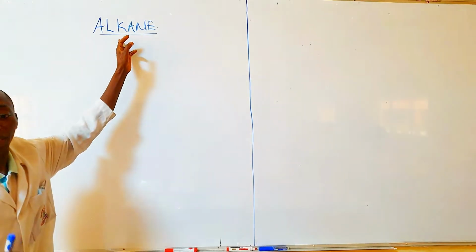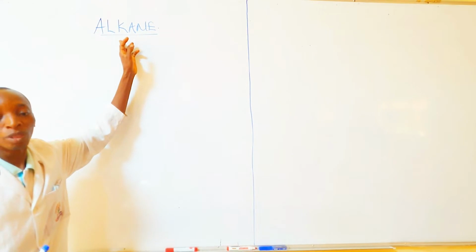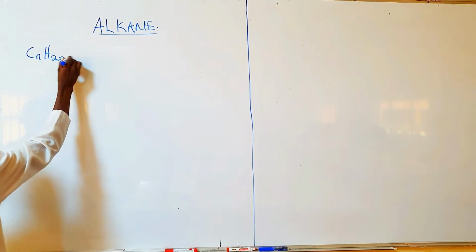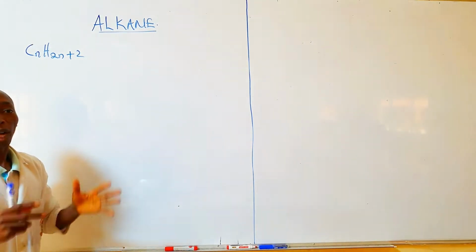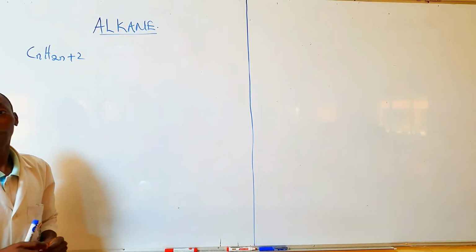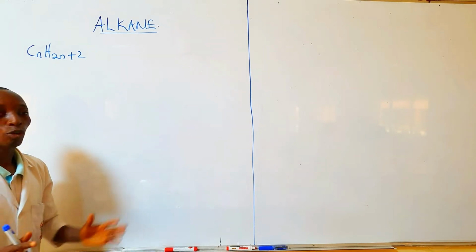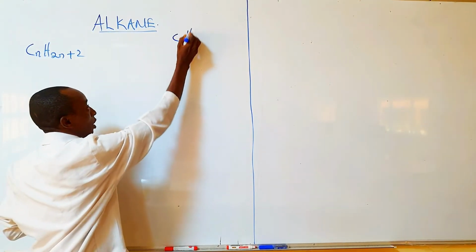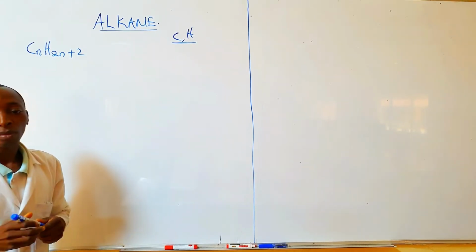As a matter of fact, alkanes are saturated organic compounds and hydrocarbons with general formula CnH2n+2. Yes, I said saturated organic compound because its functional group is a single covalent bond, and hydrocarbon because it consists of carbon and hydrogen only. Carbon and hydrogen only, and that is why we call it a hydrocarbon.